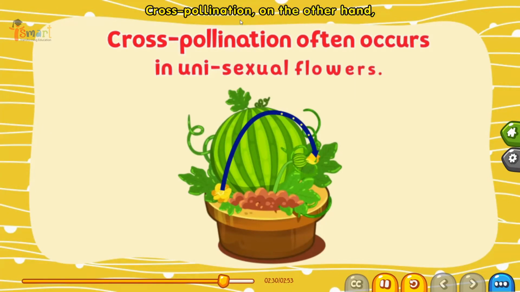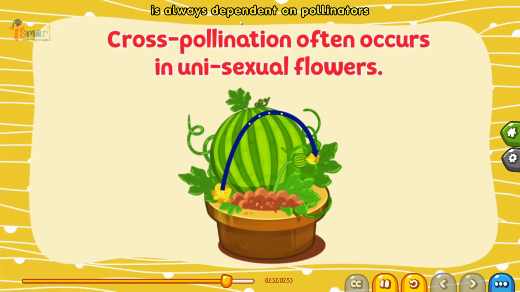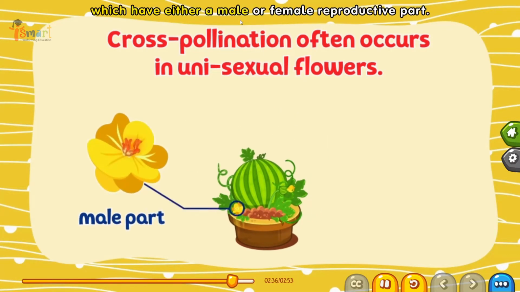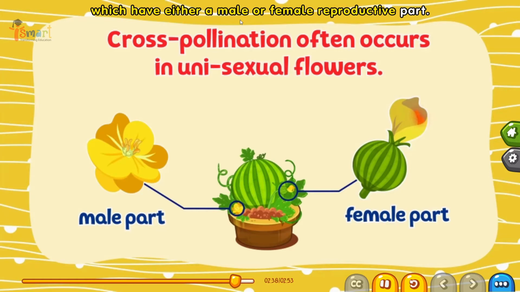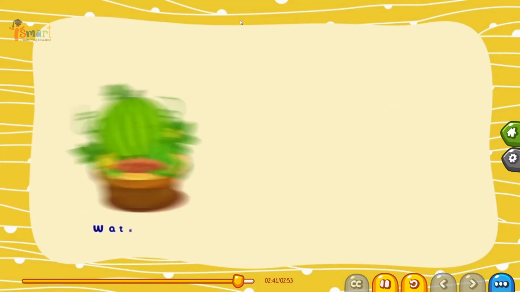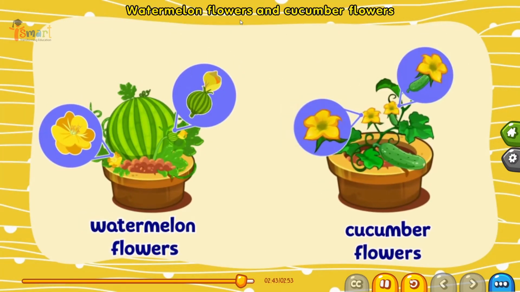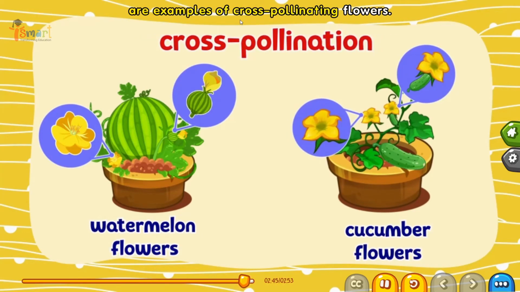Cross-pollination, on the other hand, is always dependent on pollinators and occurs more in unisexual flowers, which have either a male or female reproductive part. Watermelon flowers and cucumber flowers are examples of cross-pollinating flowers.